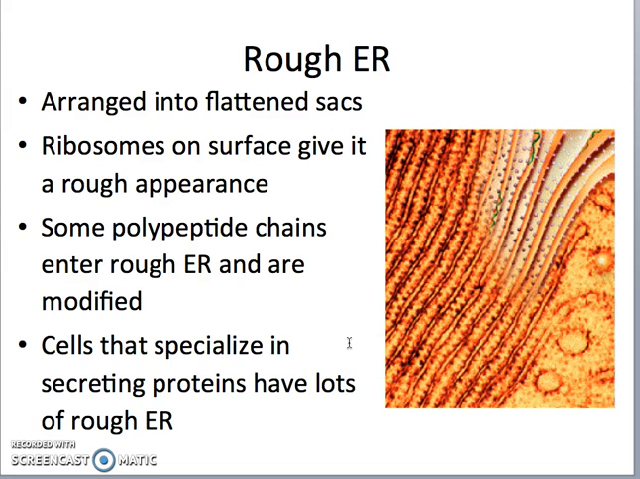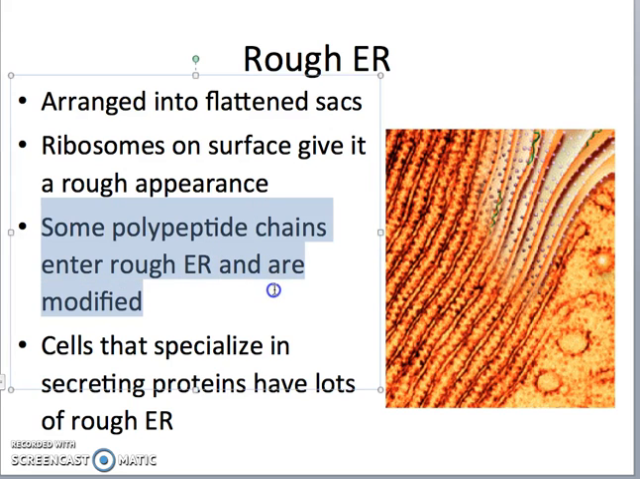In this slide, we're going to talk about the rough ER, the rough endoplasmic reticulum. And this picture gives you an idea of what we think it looks like, these very flattened layers of membrane. The ribosomes that you see as dots here, those are ribosomes that give it the rough appearance, and that's where it got its name. The rough ER is thought to modify proteins. There are some proteins that actually go inside the internal part of the rough ER and are chemically modified. And cells that specialize in secreting proteins, to secrete a protein means to dump it outside the cell, have a lot of rough ER.